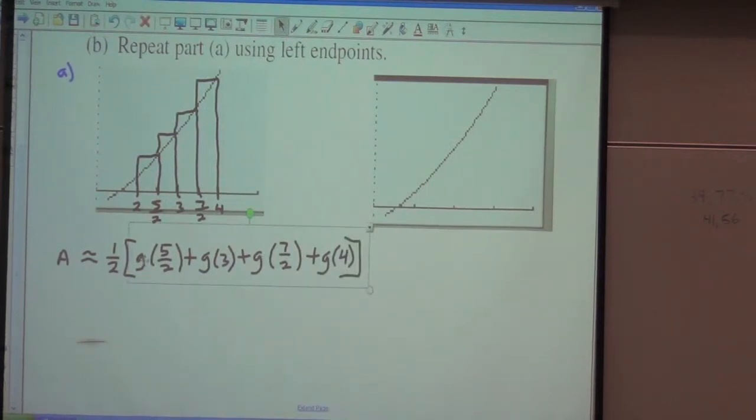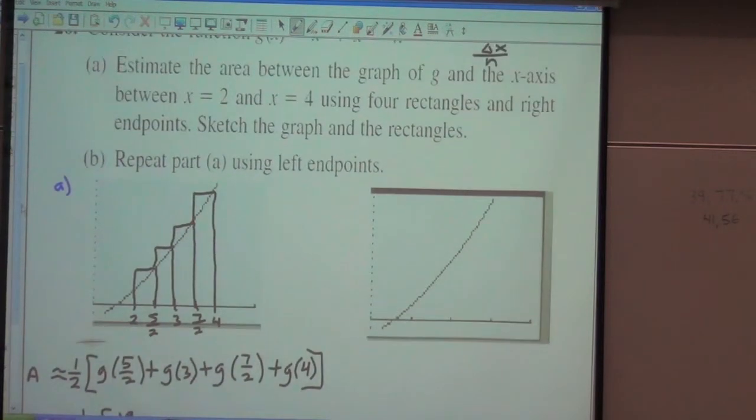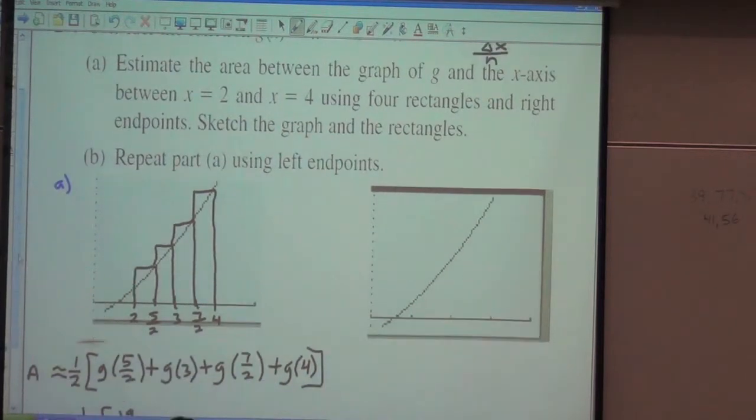This one's not as nice as that other one that was just plain x squared. So maybe somebody go ahead and help us out here with your calculator. What is 5 halves squared plus 5 halves minus 4? 19 fourths. What about when you put in 3? We're putting these numbers into this function. 3 squared is 9, plus 3 would be 12, minus 4 would be 8.